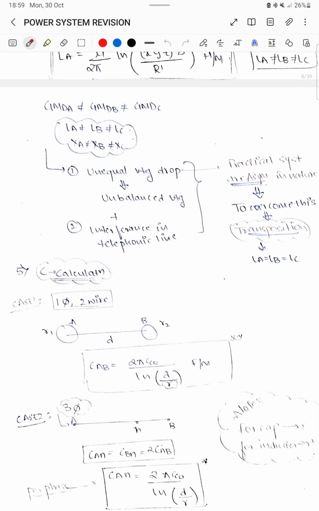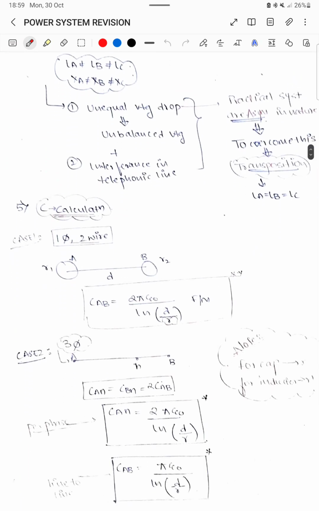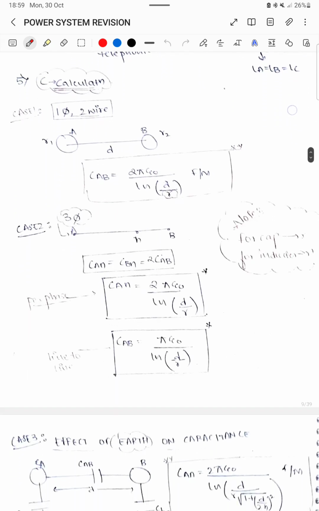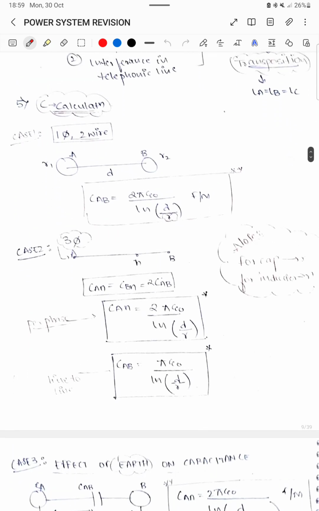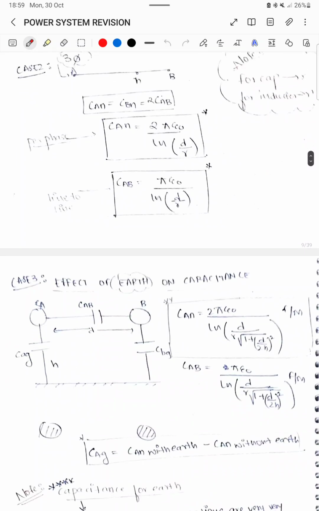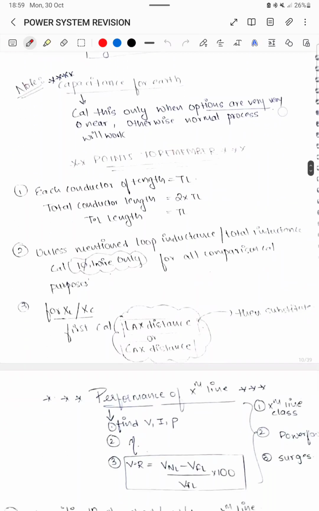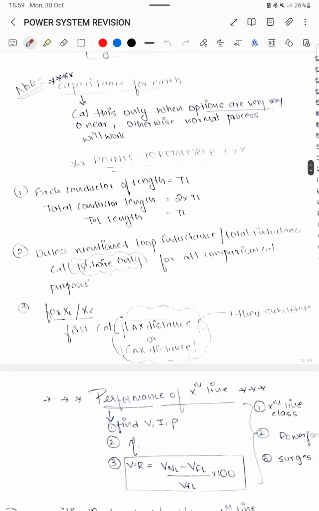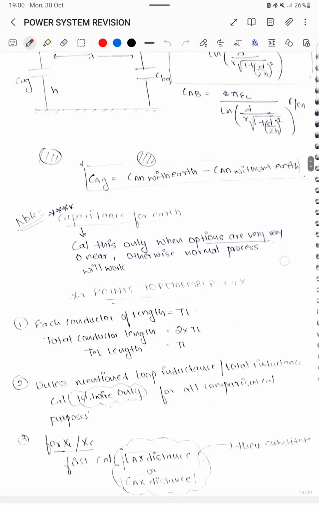After that we will be moving into capacitance calculation. In that again we will deal with 3 cases. The first case would be single phase 2 wire, then we will move into 3 phase, and then we will see the effect of earth capacitance, and when exactly we do earth capacitance calculation, and when do we straight away ignore that and find the answer via the normal process. We'll look into that as well, and with that we will technically wrap up our whole discussion.